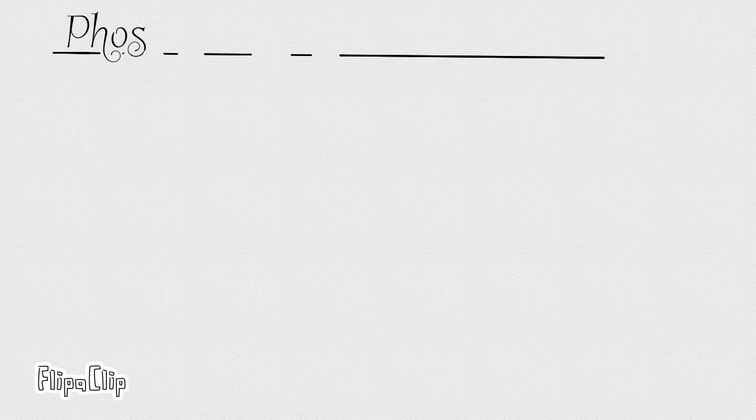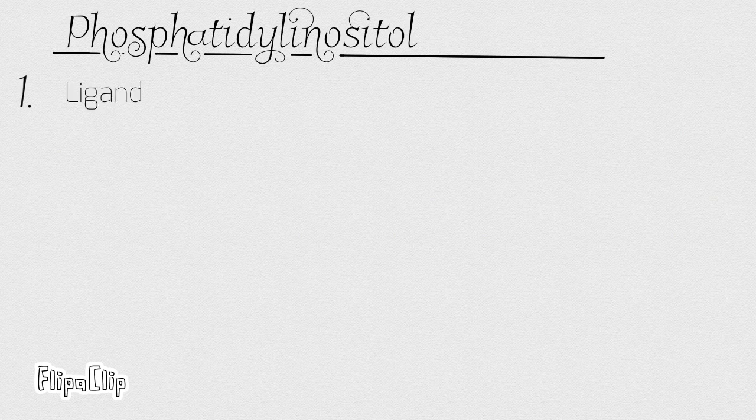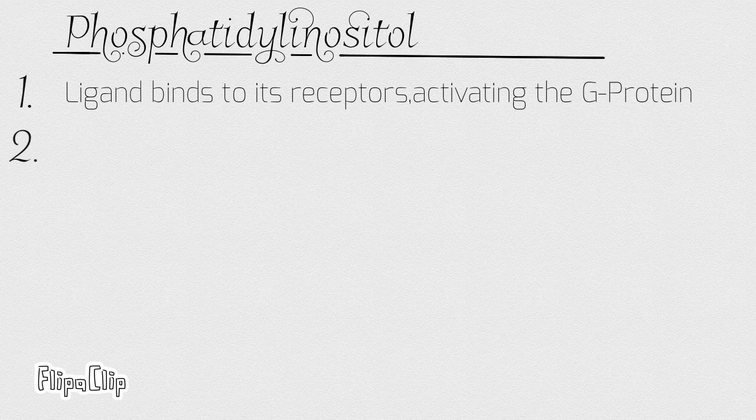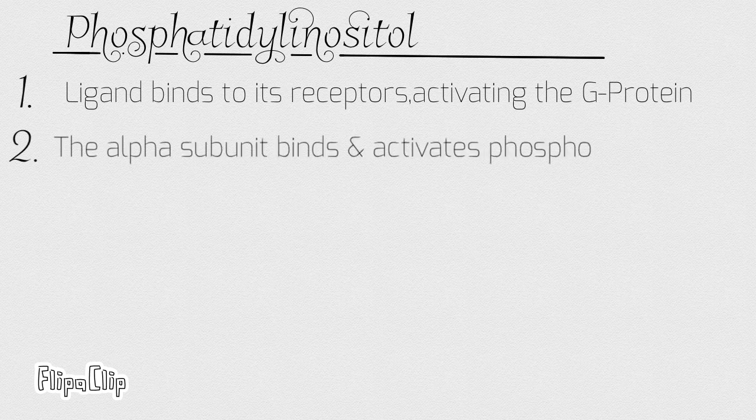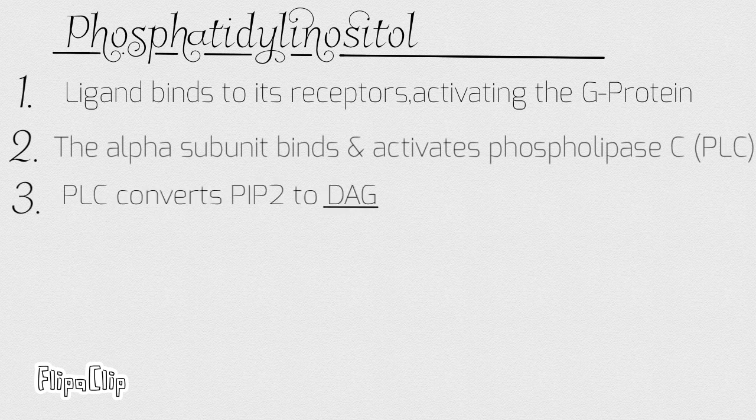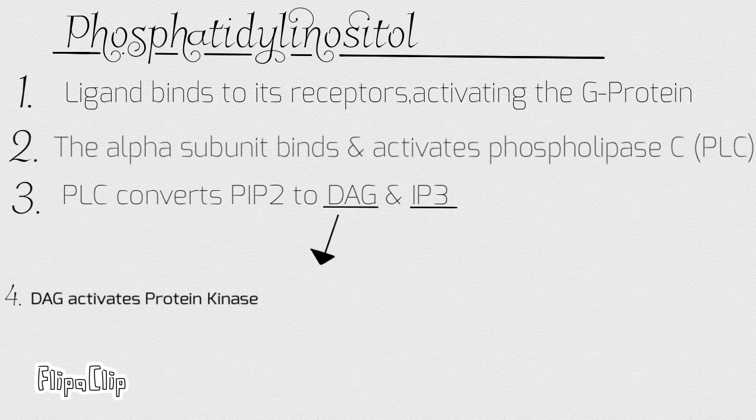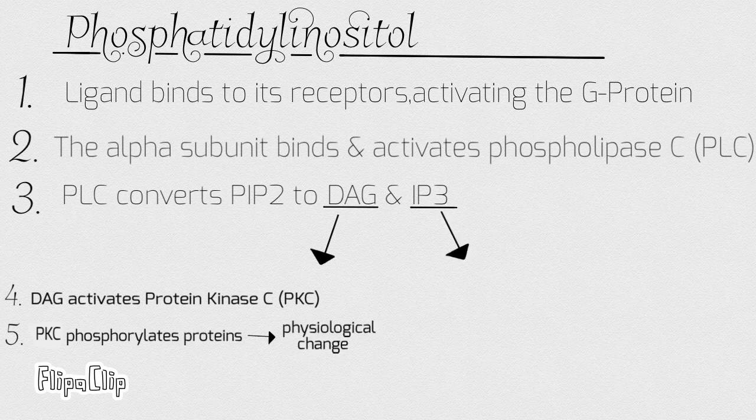Next, we have the phosphatidylinositol system, where the ligand binds to its receptor, also activating a G protein. The alpha subunit will bind and activate phospholipase C, and PLC is going to convert PIP2 into DAG and IP3. DAG will activate protein kinase C, and PKC is going to phosphorylate proteins, resulting in physiological change.